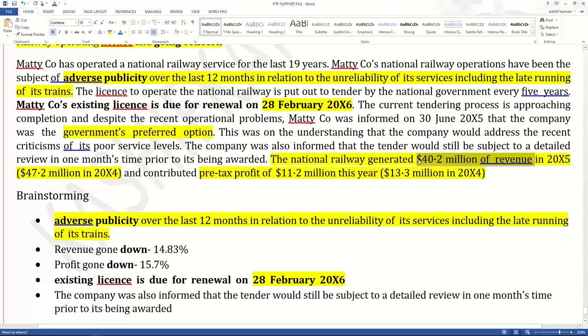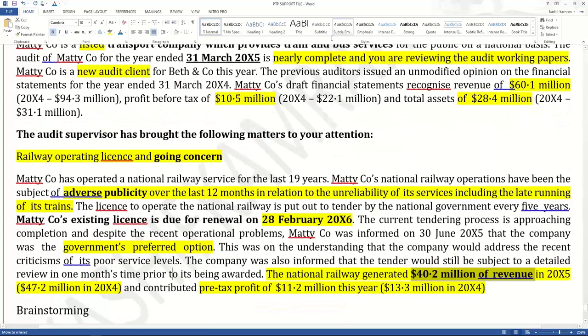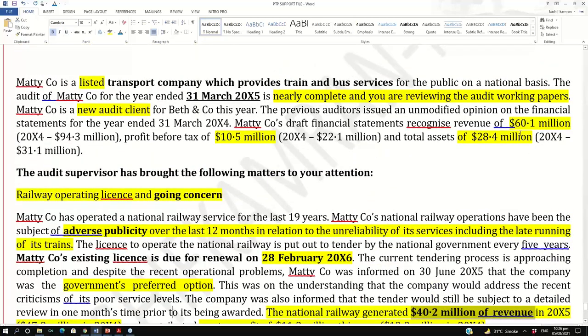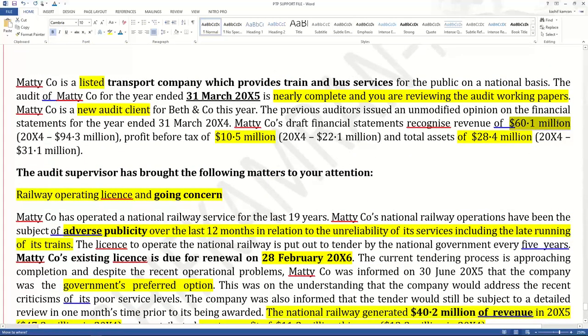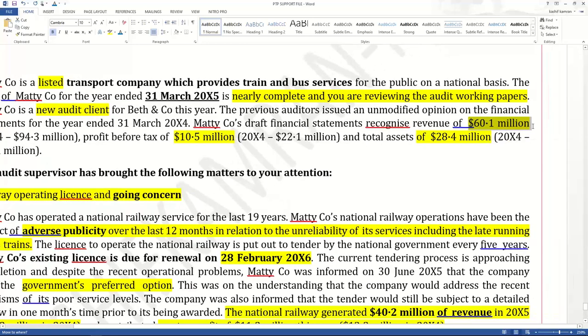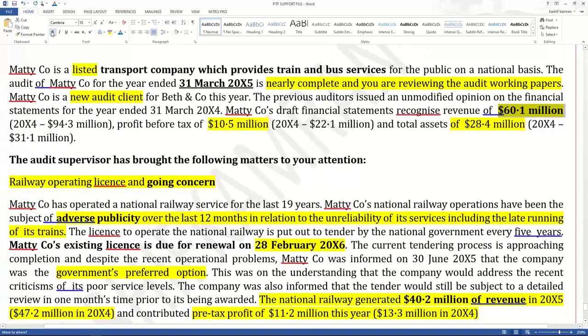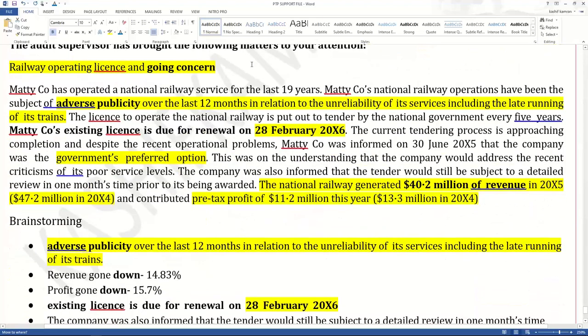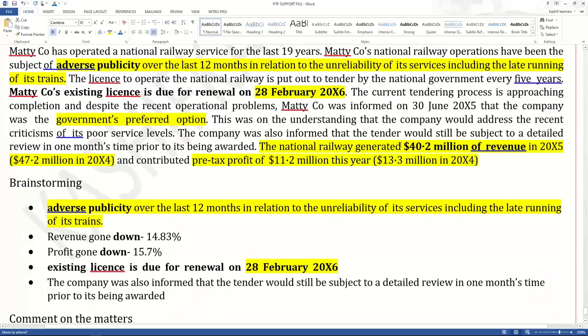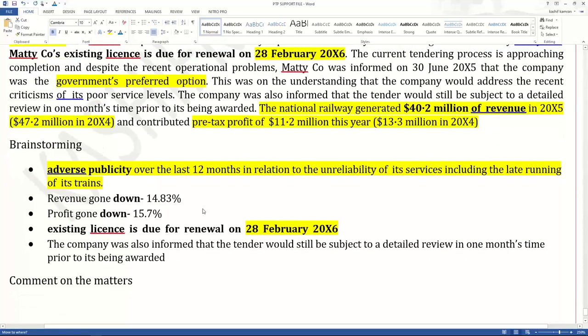Now tell me, the National Railway generated 40.2 million of revenue. What is the total revenue of the company? Look at the first paragraph. The total revenue of the company is 60.1 million. So how significant is the revenue you are getting from the train service? Your total revenue as METI is 60.1 million in the first paragraph, and the revenue you are getting from the train operation is 40.2 million. So how significant is the operation?